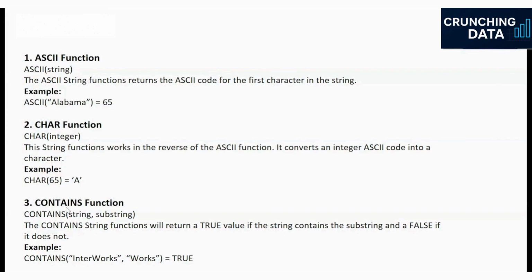The next is the contains function. What this contains function does is that it checks whether a particular string consists of a substring or not. For example, you can see that here I have written interworks, and interworks is basically a string. If you want to ask whether this interworks contains works or not, we can see interworks is ending with this works. So it definitely contains works. It would give you the result in a Boolean format. Either it will give you the value as true if it is correct or false if that is false.